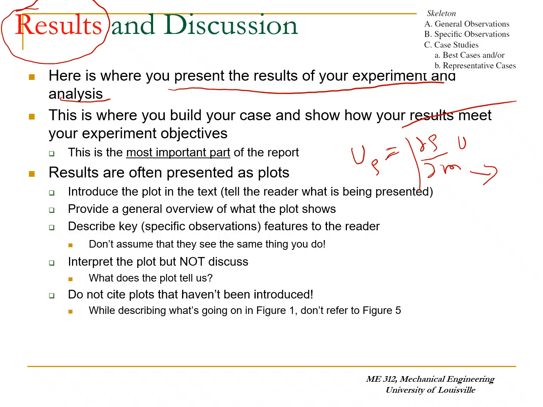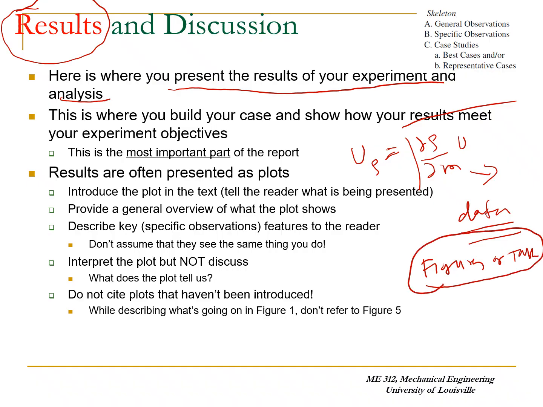And the next step is you have the data. Once you have the data, you need to present it in some form. It could be either in the form of figures or tables. These are the mostly used representation, and most of the time it is figure. And why figure? I think I talked about this in the previous video as well. In the result, you build your case, and so your results meet your experiment objective. Every result is always connected to the experimental objective.